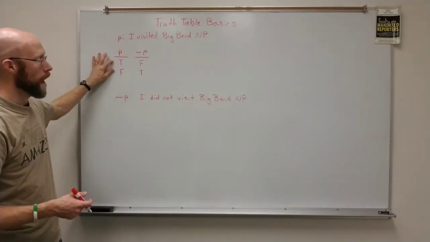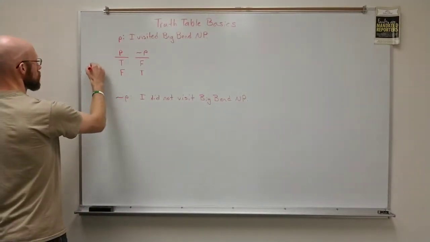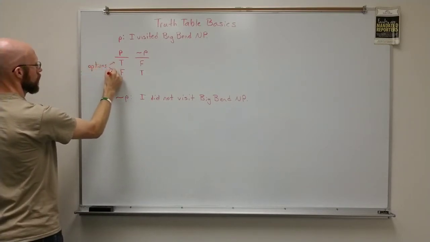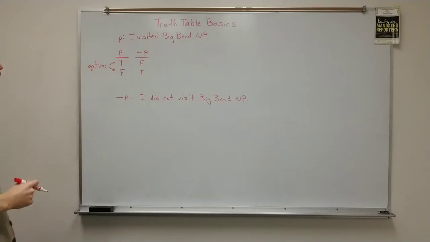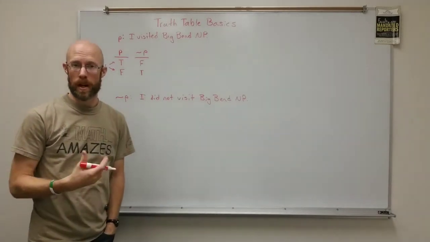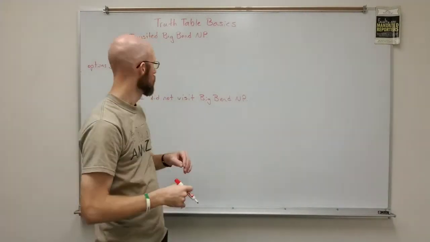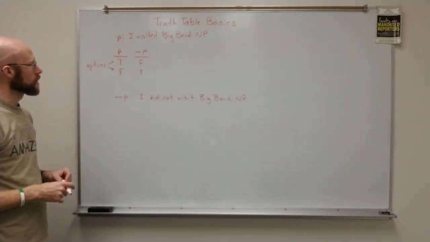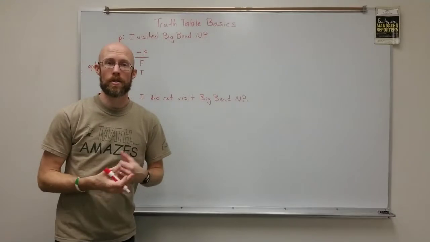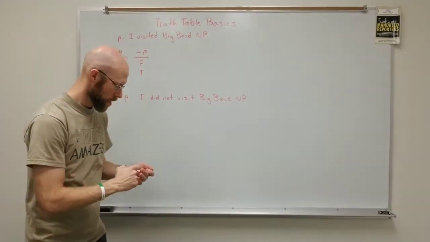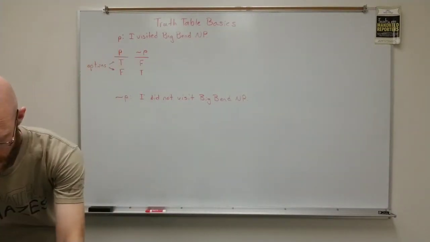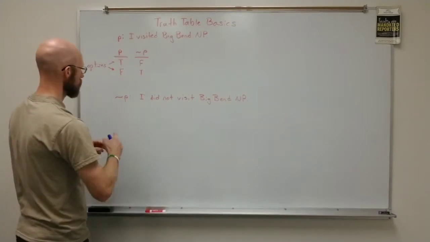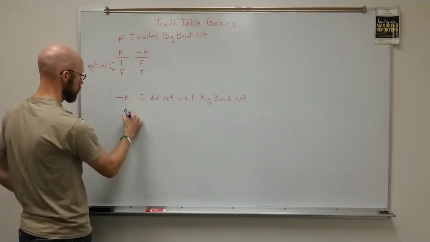So these are our options. Each row of the table essentially is what we could have. That's the option. Now let's add in another statement. Let's call it Q, statement Q.